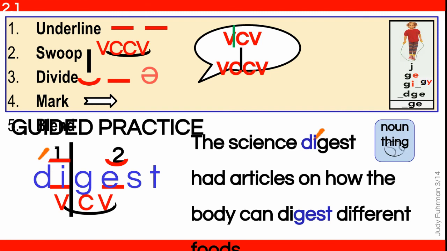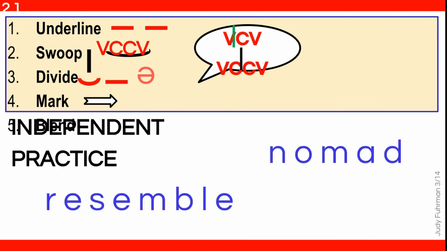And we have the same word here, one that's a noun and one that's an action verb. And so for the first one, digest, which could be, so the science digest had articles, and that is a noun, on how the body can digest different foods. So that would be the action verb, said differently. Okay, go ahead and pause the video and do the cutting patterns for these independent practice. And when you are ready, you can continue the video and check your answers.